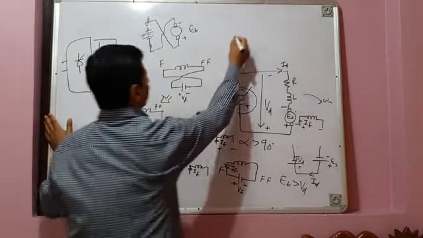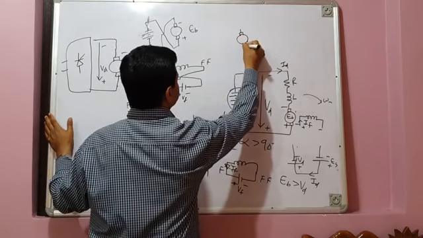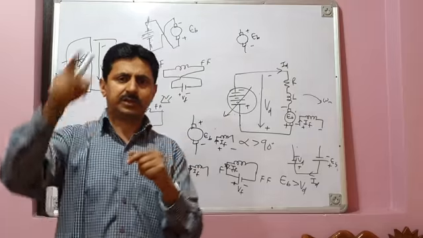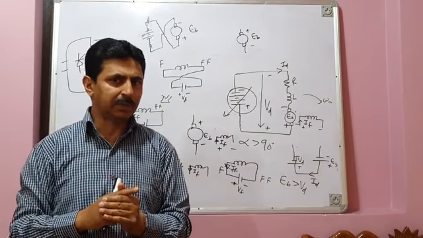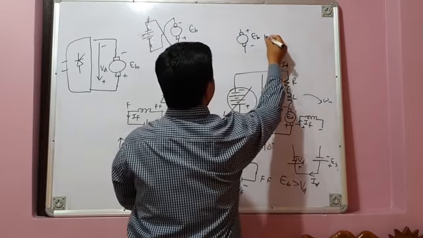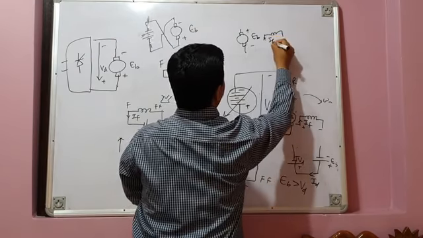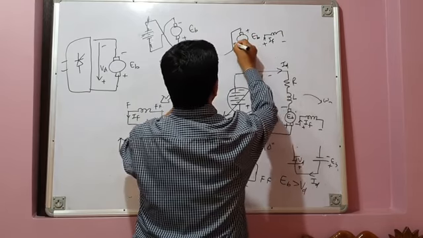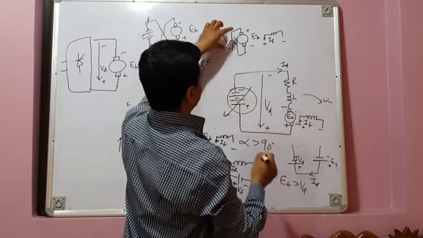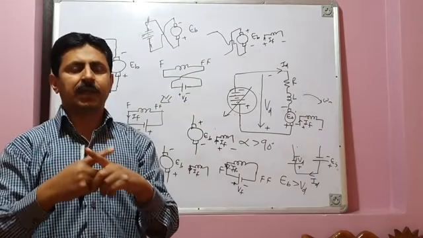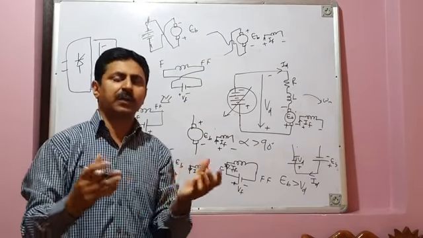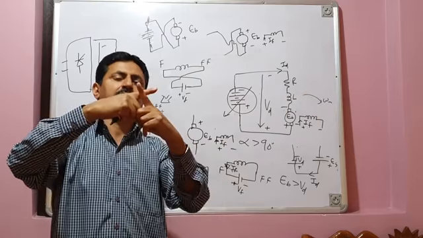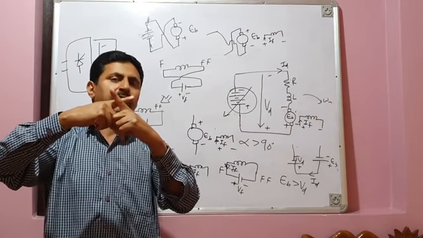reversing the back EMF, I repeat, can be done in two ways. Number one, flipping the field terminals, changing the direction of field current, which is not practicable. And number two, keeping the field current in the same direction, IF, this terminal positive with respect to this, and flipping the terminals of the armature itself. Flipping the armature terminals is also very difficult, because when you are flipping the armature terminals, you have to first open the switch and then interchange or flip the armature terminals.